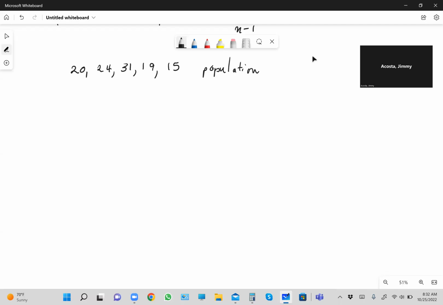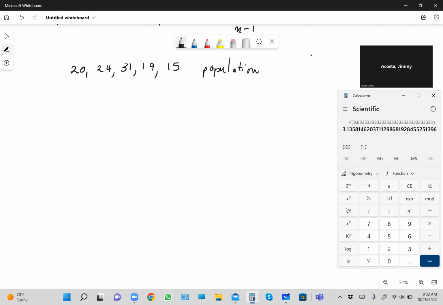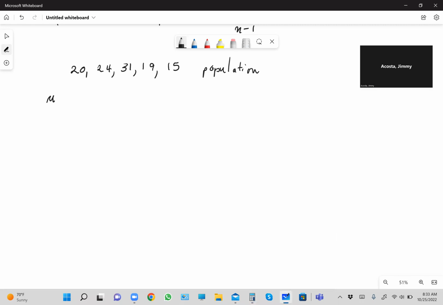All right, so there we have 5 numbers. The first step is we're gonna find the what? The mean. So I'm gonna take 20 plus, and we're gonna say this is a population, plus 24, plus 31, plus 19, plus 15. And we're gonna divide that by 5. So it's gonna be 109 divided by 5. So your mean is going to be 105.